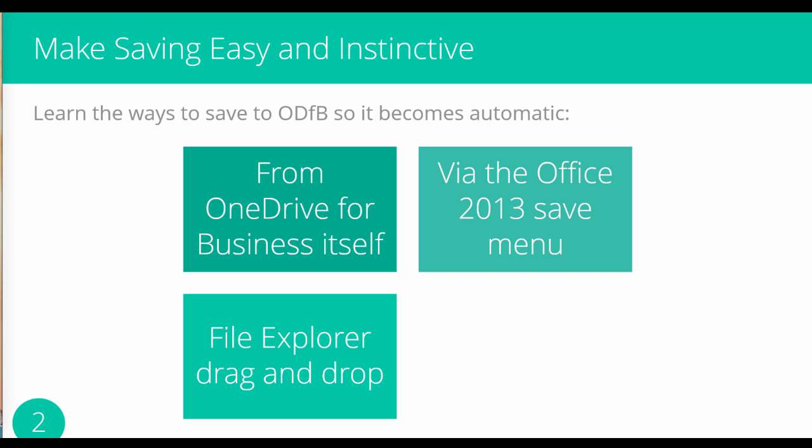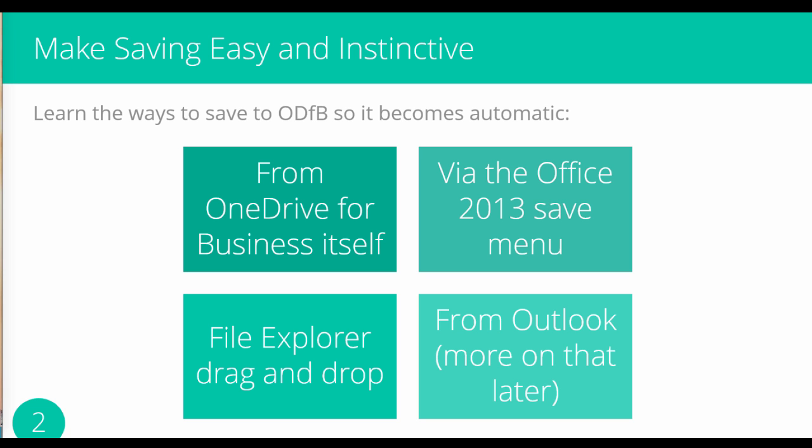And lastly, you can save your files to OneDrive for Business from Outlook. So we're going to take an individual look at that later, but it does deserve mentioning here. When somebody sends you an attachment, you're able to save directly to a specific folder in OneDrive. So those are the top 4 ways that I've found to save, and once you're familiar with them, having these be second nature will be really helpful in your usage of OneDrive for Business.